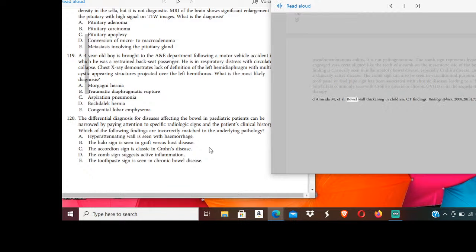D. Almeida M. et al. Bowel wall thickening in children: CT findings. Radiographics. 2008, 28, 727-746.